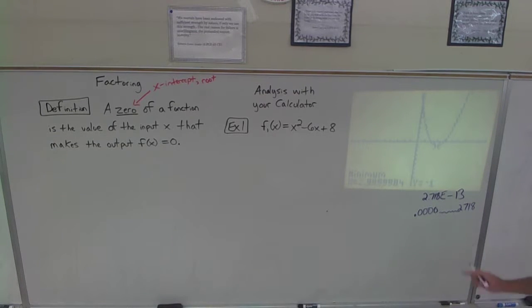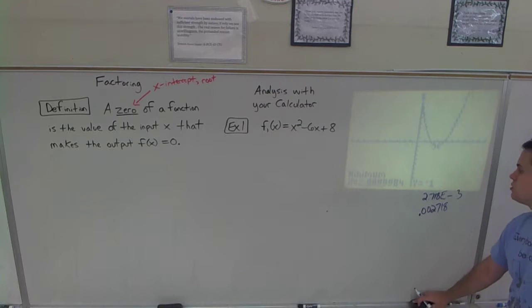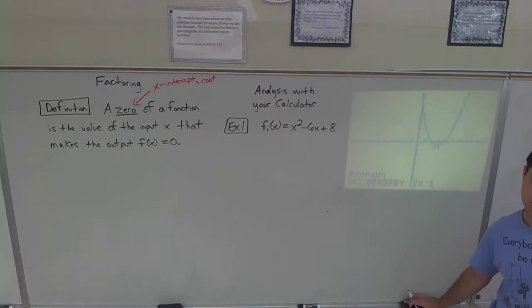So if it said e to the negative 3, is it trying to tell you 0? I don't think it's ever really going to do that, but no, then it'd be telling you 0.002718. That's not 0, that's more than 0. Okay, so just a heads up, sometimes the calculator will do things like that.